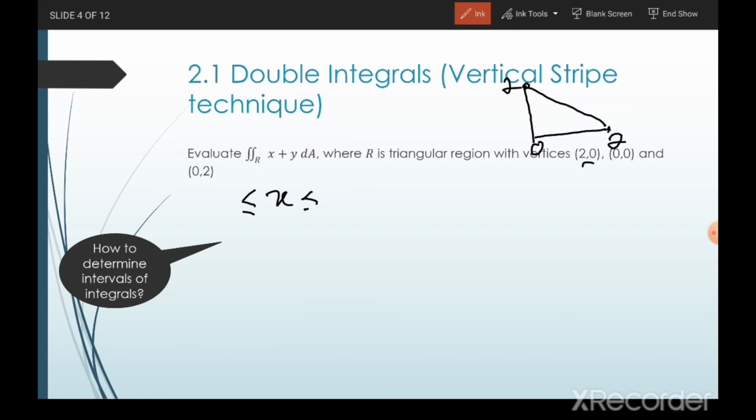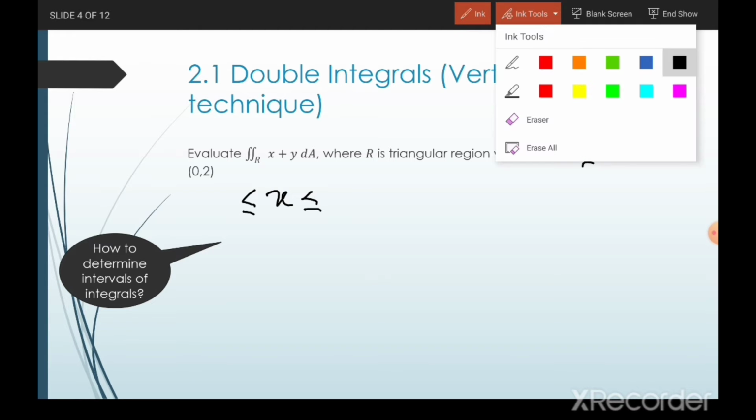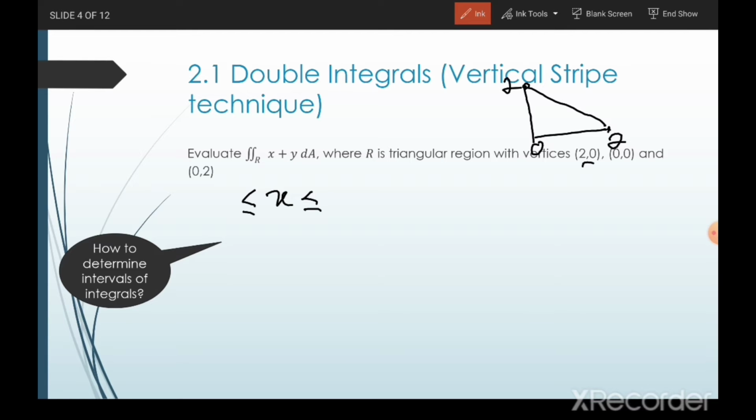Then we need to find the interval for x and y by using the vertical strip technique. So the vertical strip will move from 0 until 2. So for x, the interval is 0 until 2. Then we need to find the interval for y.